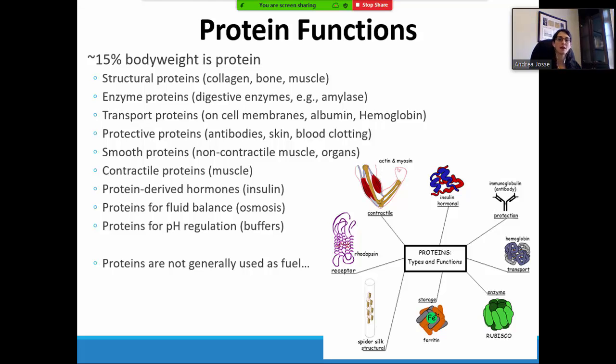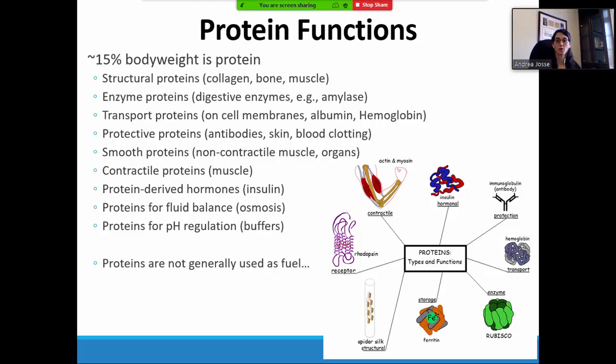And there's also some of these large protein molecules within our plasma that act as fluid regulators. So they help to regulate fluid balance and osmosis, which is quite important when you're talking about electrolytes and other such factors. So proteins do help with fluid balance.